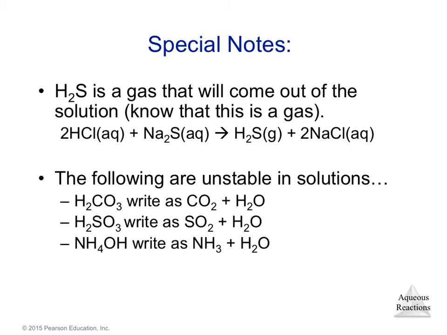Also, you want to look at carbonic acid, sulfurous acid, and ammonium hydroxide. These are all unstable when they are in solution. If you form H2CO3 in a double replacement reaction, it's important that you know that it breaks down into CO2 and H2O. So you're never going to write H2CO3 as a product. You're automatically going to write CO2 and H2O. And it's the same for sulfurous acid and ammonium hydroxide.